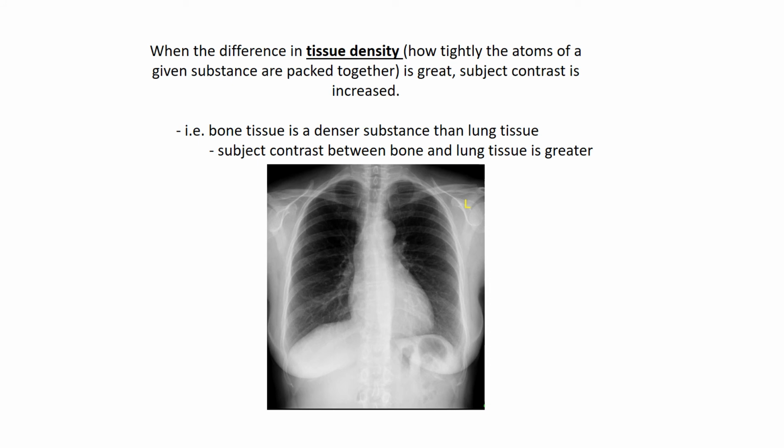When the difference in tissue density is great, subject contrast is increased. Now, tissue density is how thick or tight those atoms are packed together. As an example, bone tissue is a denser substance than lung tissue, right? Bones are a lot harder, with a lot higher atomic numbers than lung tissue. So subject contrast between bone and lung tissue is greater. Bone, soft tissue.